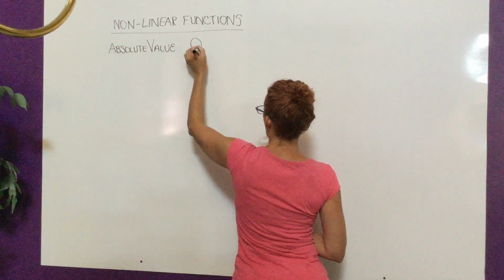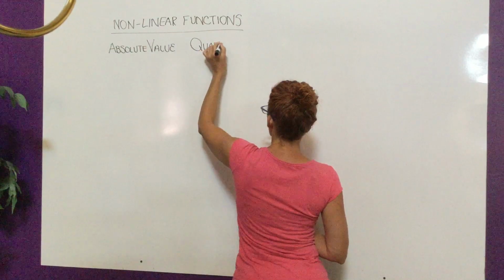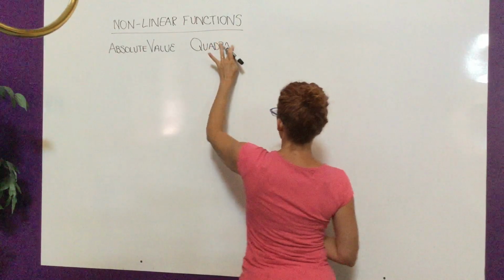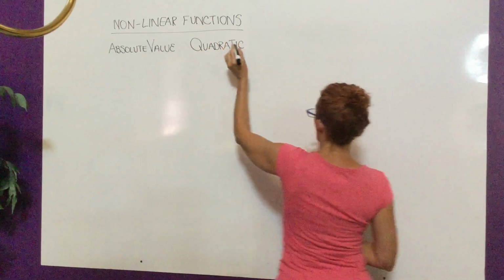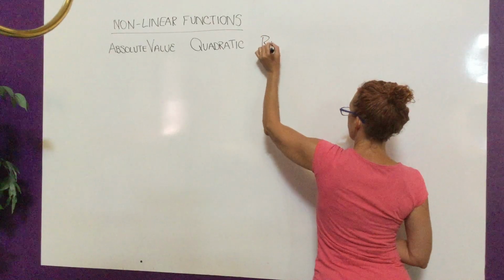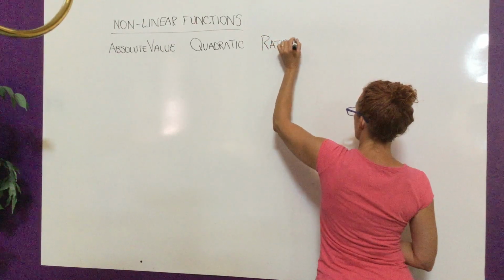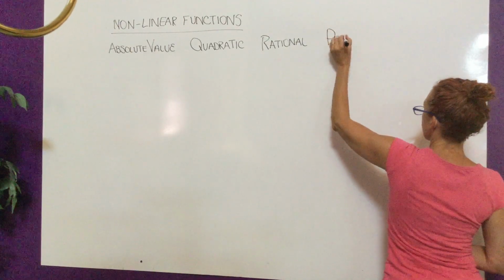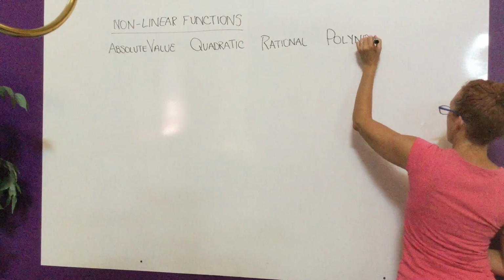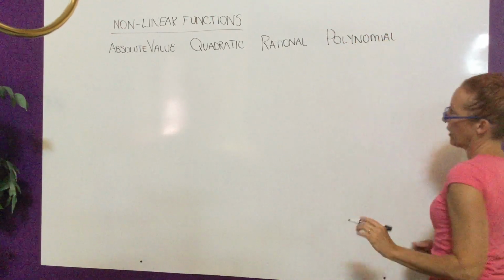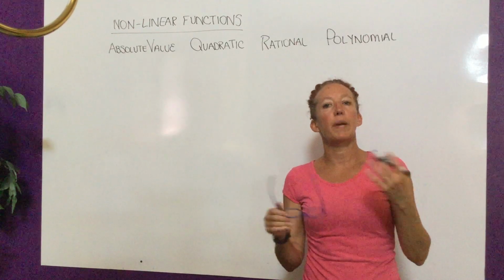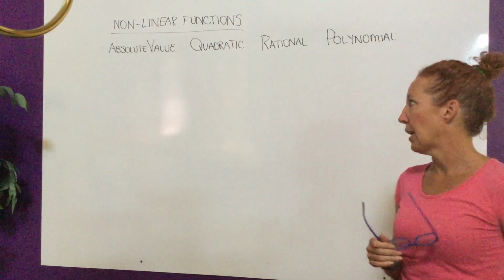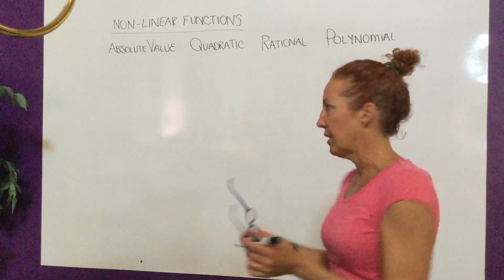There are quadratic functions. Quadratic. There are rational functions, everything you did in chapter 6. And I'm missing one, polynomial functions. And all you really need to know here about each of those is the basic shape of the graph and what the domain of these functions would be. And an example of what one of these might look like.